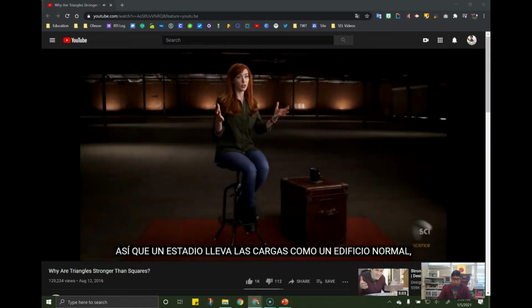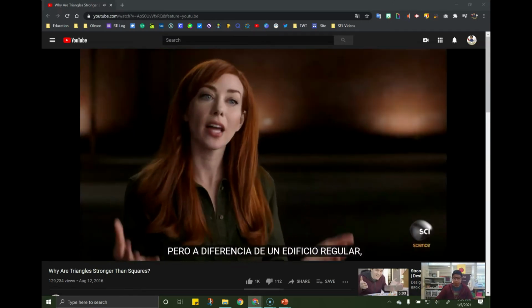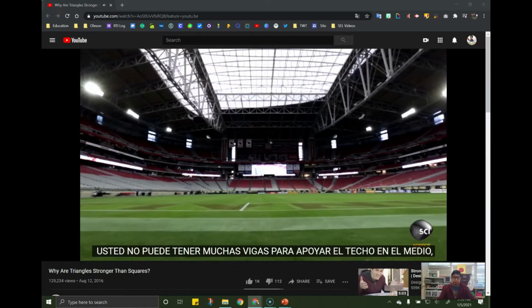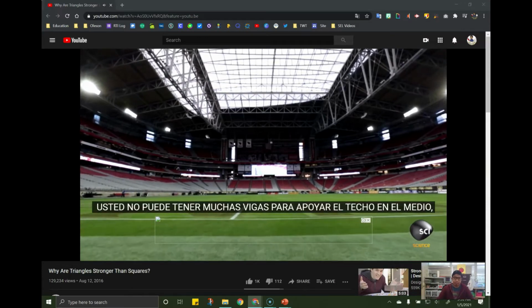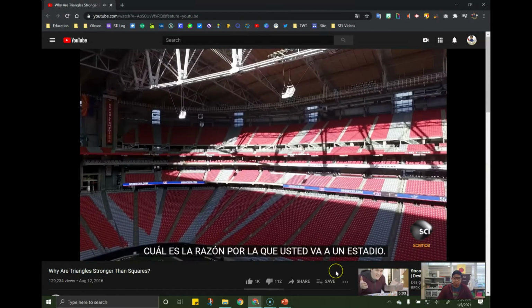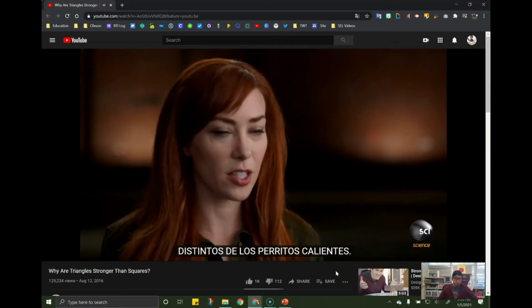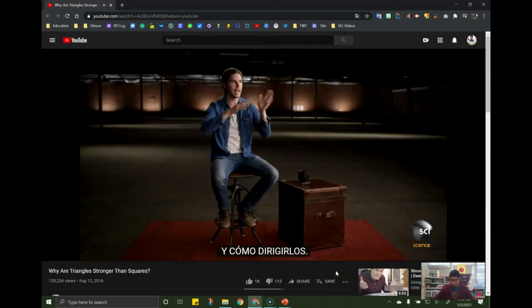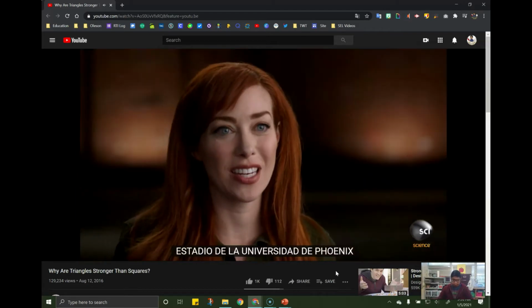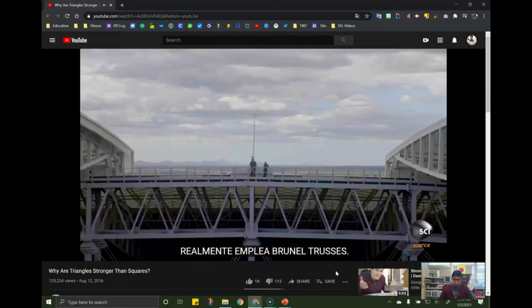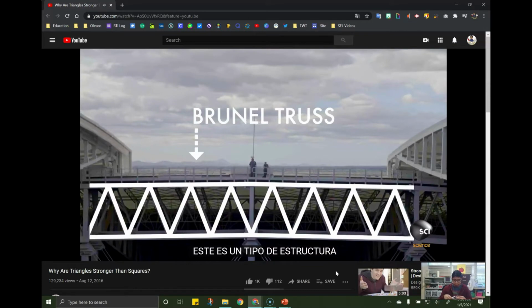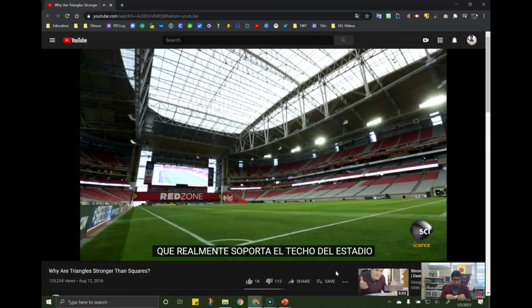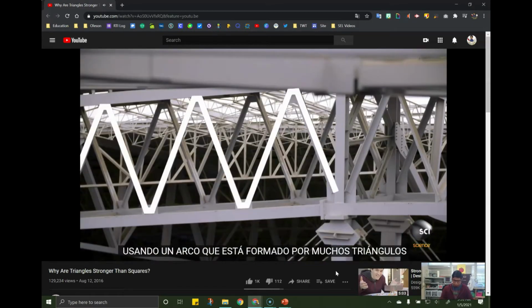So a stadium bears loads just like a regular building, but unlike a regular building, you can't have a lot of beams to support the roof in the middle because that would obstruct the view, which is the whole reason why you go to a stadium, other than the hot dogs. You have to design such that you know where the forces are going and how to direct them. The University of Phoenix Stadium actually employs Brunel trusses. This is a kind of structure that really supports the stadium's roof using an arch that's formed of a lot of triangles to bear the load.